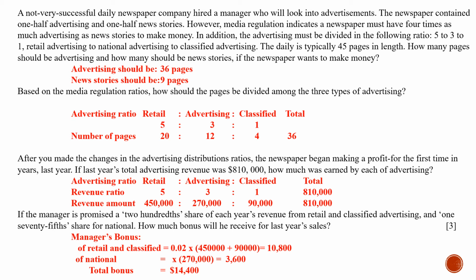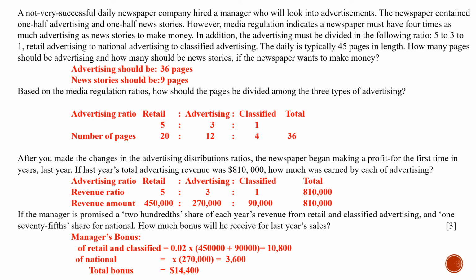Based on the media regulation, they should be divided among 3 types of advertising, 5, 3, and 1. So you take the total number of pages for advertising and divide it accordingly. All right? Okay? So 5, 3, 1, so 20, 12, and 4 is 36. Okay? After you have made the changes, they're going to take 810,000. According to the ratio, the profit is that. So this one, all of you got this right. I don't think it was a problem. It's the last part that is a problem.